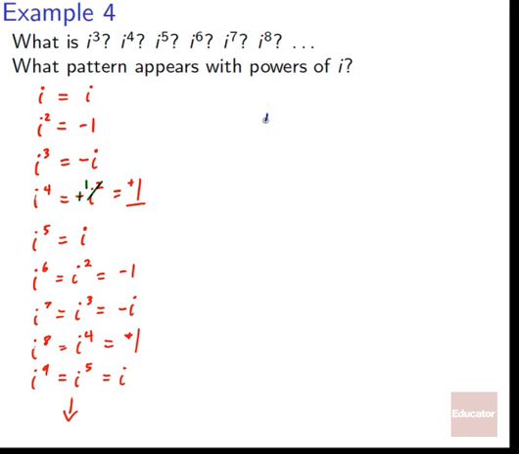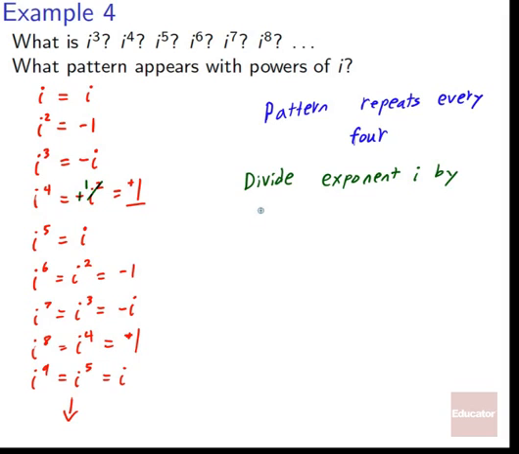So the pattern repeats every 4. So what we need to do is we basically need to divide the exponent of i by 4 and see what we've got. Then, well, what do we do next? Let's do a quick check. If we did i to the 9th, so 4 goes into 9 how many times? Goes in twice. So we'd have 8, 9 minus 8, 1. So we'd get a remainder of 1.